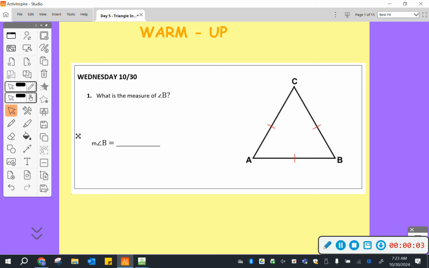All right, your warm-up today, what do we notice? It's an equilateral triangle. So since it's an equilateral triangle, all my angles are the same. You can draw arches. And what have we said the last couple days when all your angles are the same? What are they? 60. And then don't forget your degree sign. 60 degrees. And that is your answer.